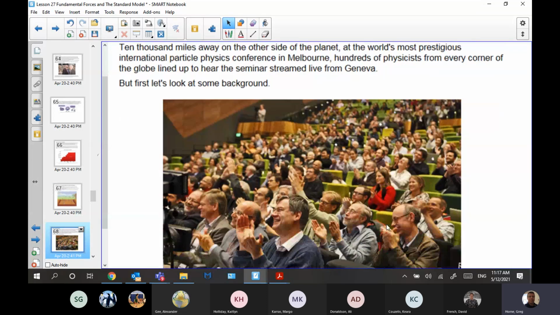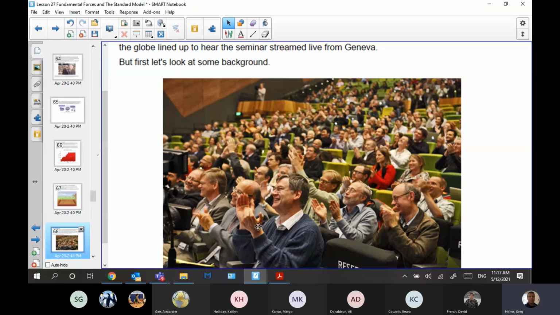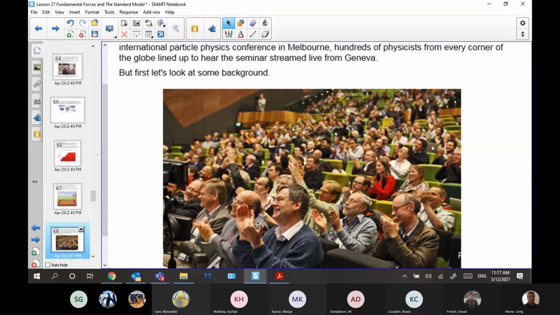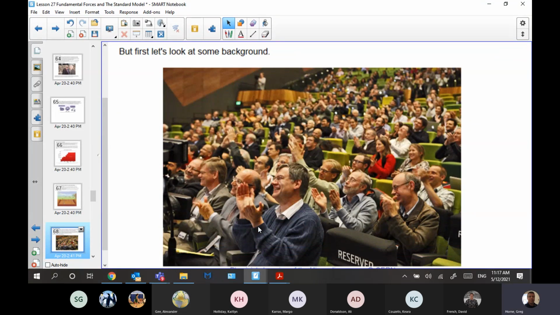This is a picture from the room. All the scientists super happy. Definitely need more women in that picture. There's one, but it is a male dominated field at this point. But man, that's going to change over time for sure.